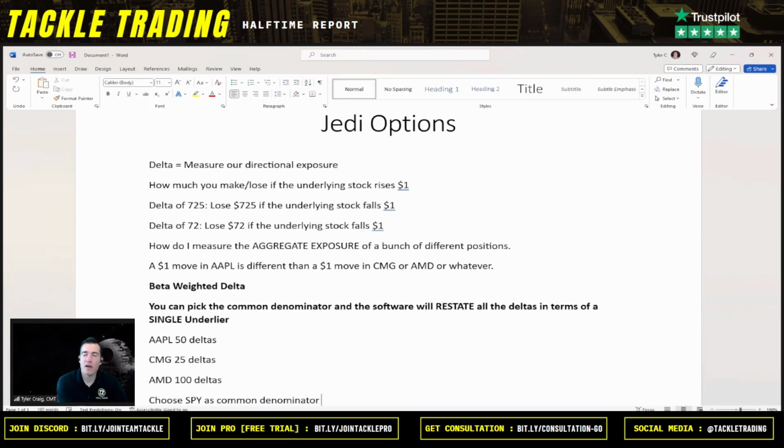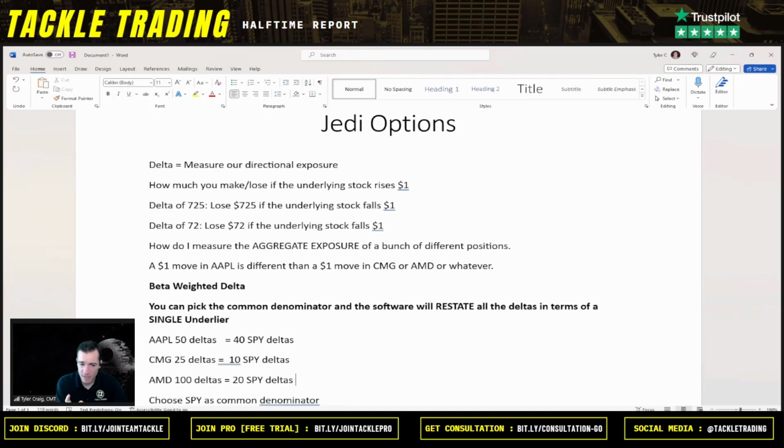And the software will say, okay, well, we know historically if the S&P moves $1, we know how much AMD should move. We know how much CMG and Apple should move. So it knows the relationship between the stocks, and it can restate the deltas in terms of a $1 move in the S&P. So it might be, all right, well, 50 deltas on Apple is the equivalent of 40 S&P deltas. And 25 deltas on Chipotle is the equivalent of 10 spider deltas. I'm making these up, but 100 AMD deltas is 20 S&P deltas. Okay, now they're stated in like terms.